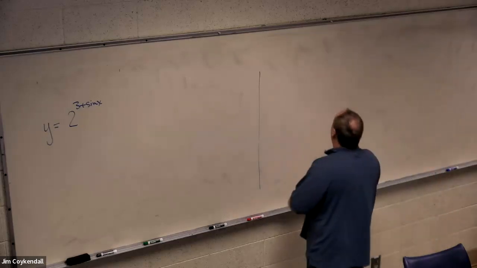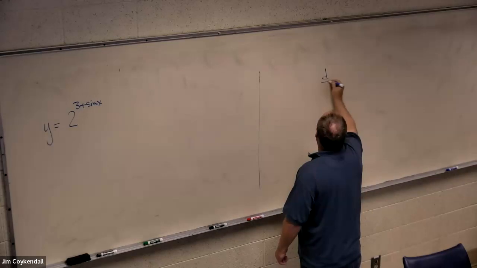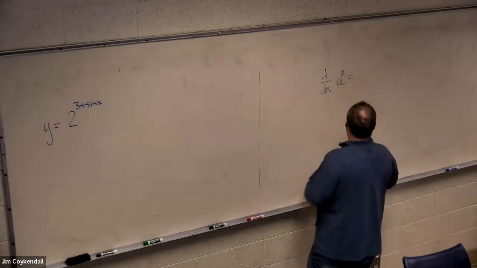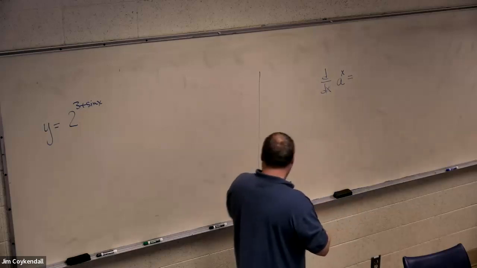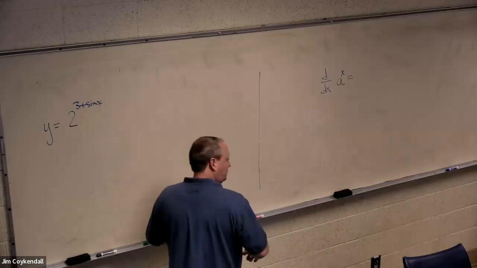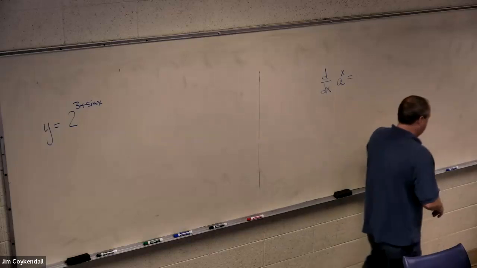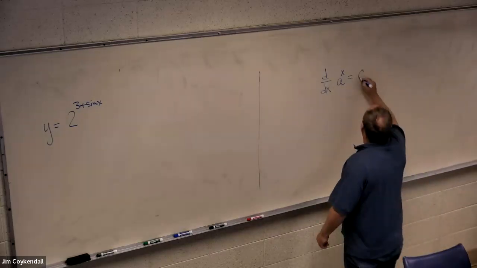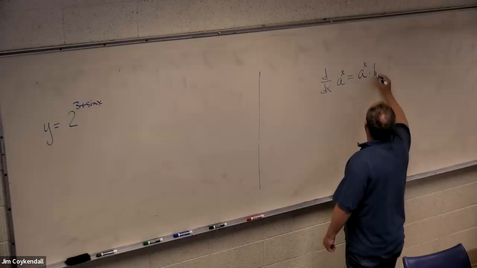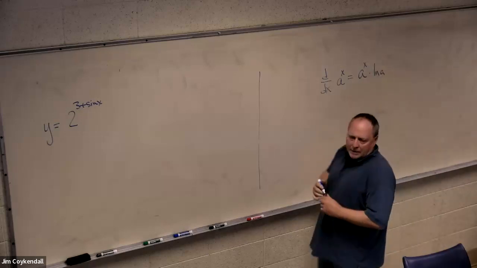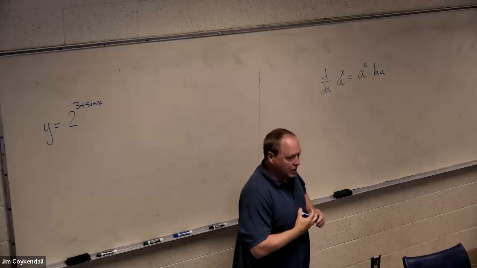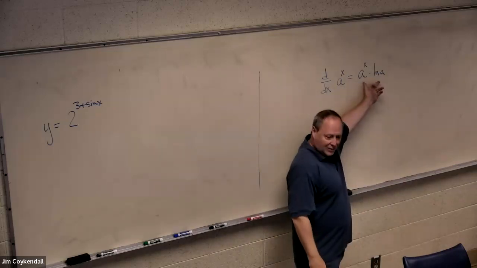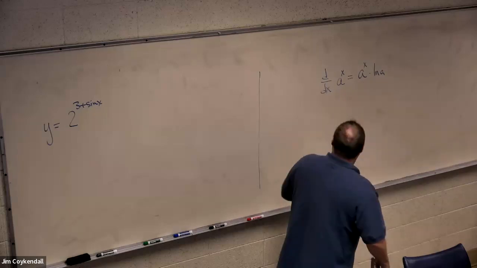So, remind me of this. Remember what this was? A to the x times the natural log of a. Notice the natural log of e is 1.